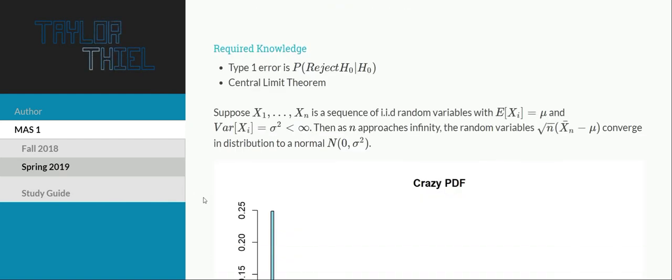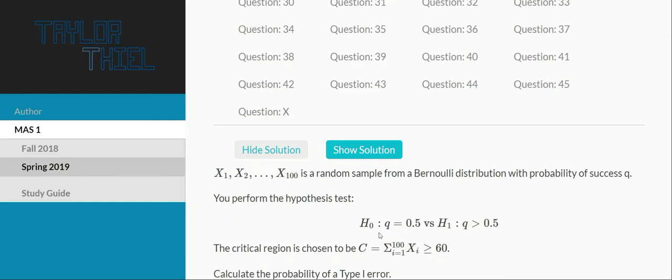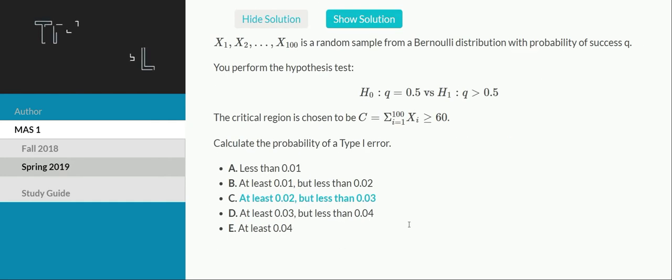For this problem, the first thing you need to know is what type 1 error is, and that is the probability that you reject the null hypothesis, given that the null hypothesis is actually true. The second thing you need to know is the central limit theorem, and that's because we're going to do an approximation of this test using the central limit theorem.